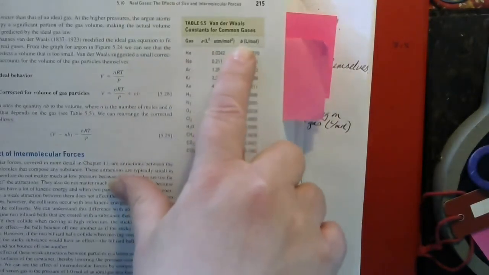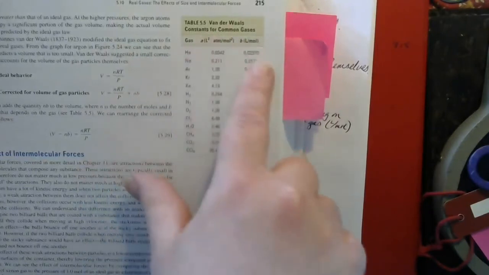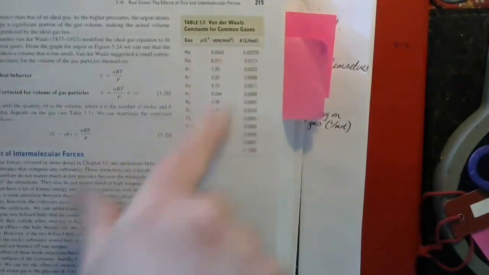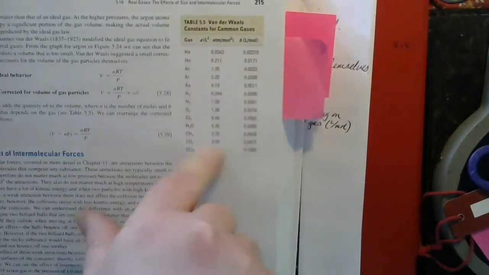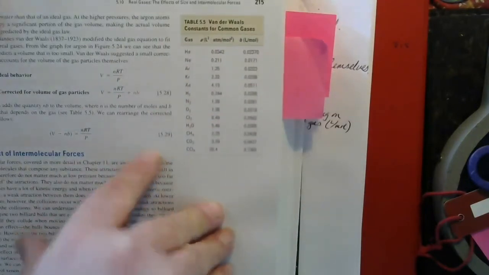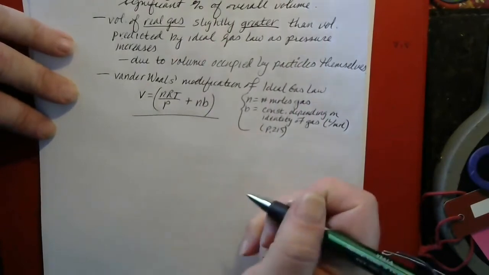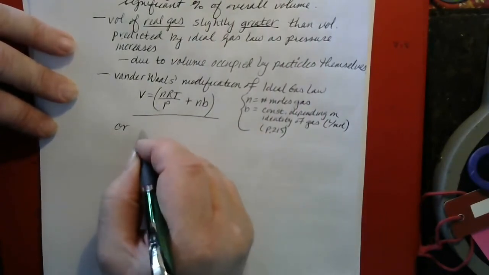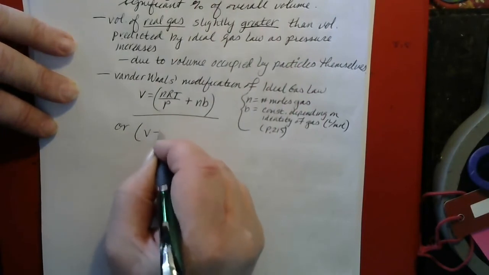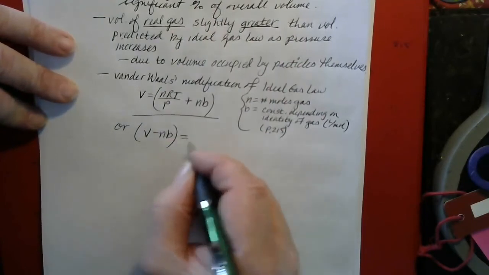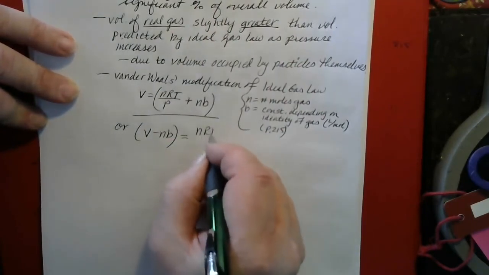A will be covered in the next section, and b is the one we're talking about now. So b is for various gases. Every gas has its own value for a and b, and you can look them up. This is a table of some of the values for some of the more common gases. And we'll get back to a in a little while. The equation can be written like this, but it's often written as V minus nb equals nRT over P, because this is the modification for the volume.